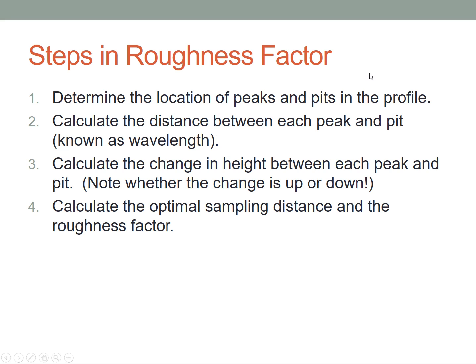So in this case, we need to find peaks and pits in the profile. Then we calculate the distance between each peak and pit, and that is what we call a wavelength in this case. You'll see why in a moment. Then you calculate the change in height between each peak and pit, and you have to know whether it's going up or down. Then you determine the optimal sampling distance, and that's the roughness factor.